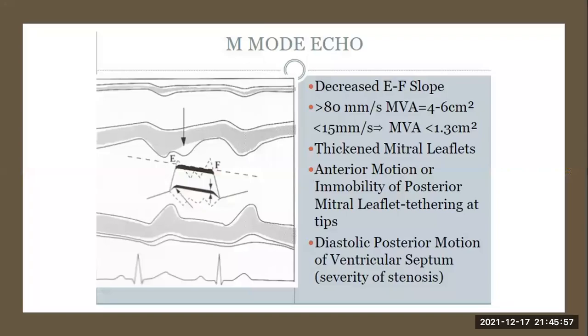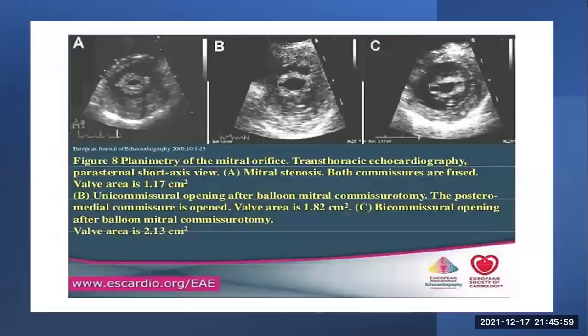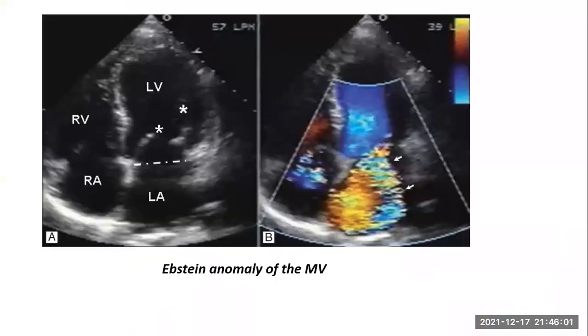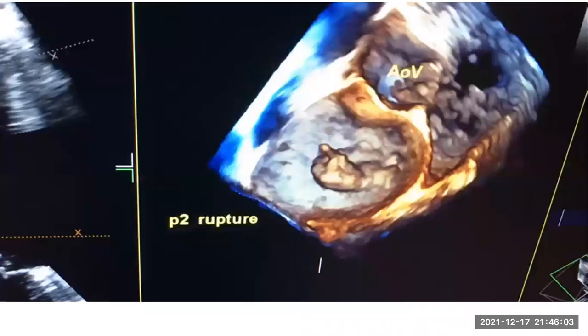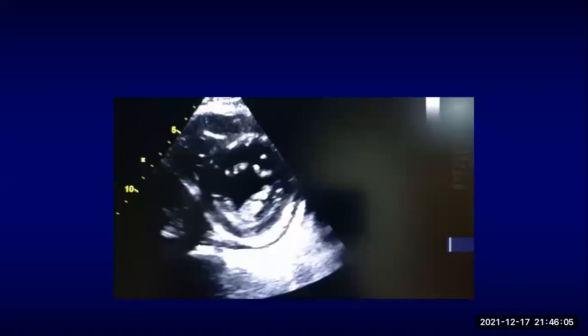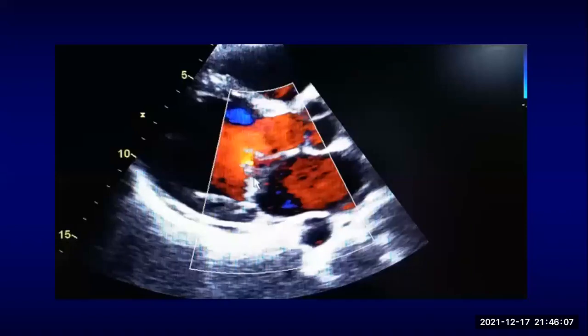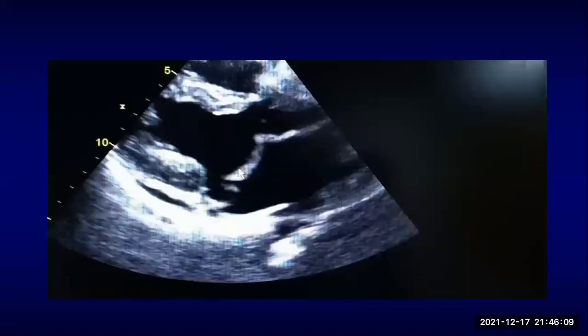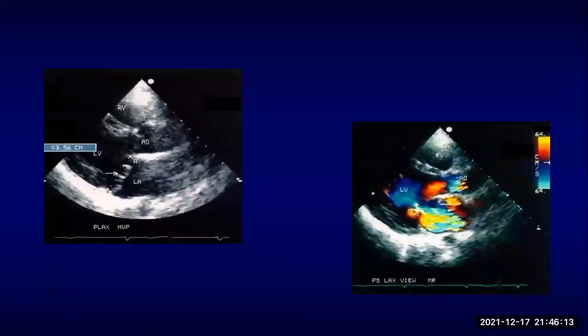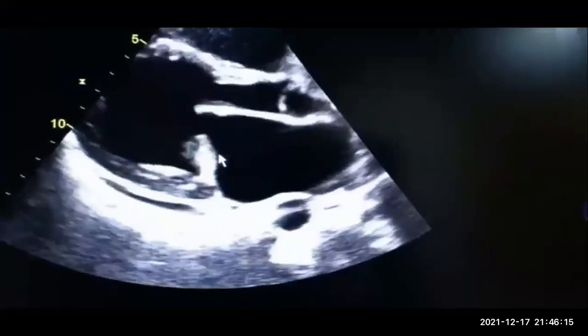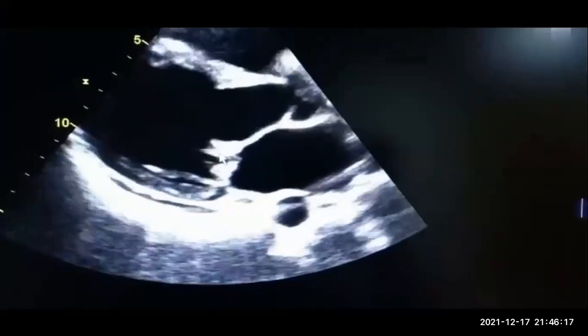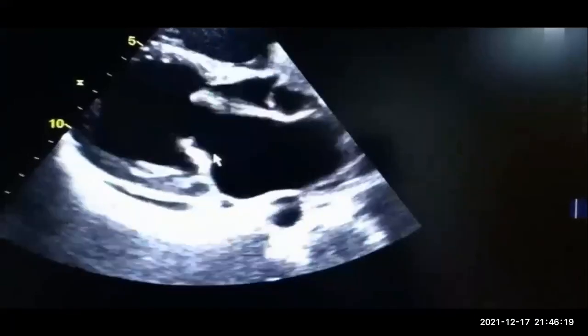What I think is that in rheumatic fever, the valve should be beaded and thickened. Is it true? Should be thickened at the tips, yes, of course. The valve has to be thickened. So if the patient has mitral valve prolapse without thickening, sure it's not due to rheumatic.